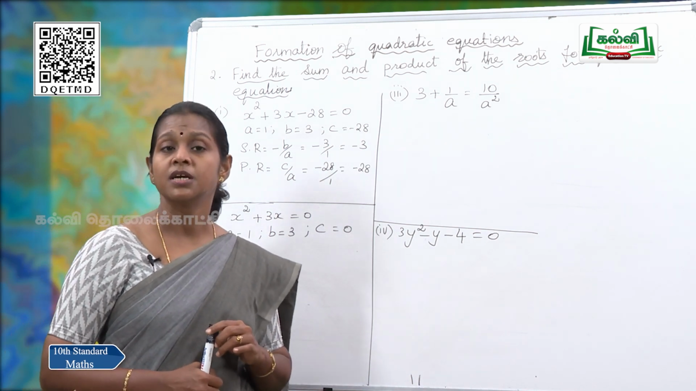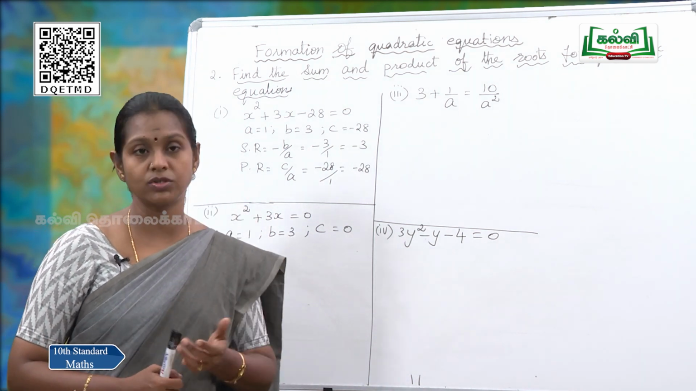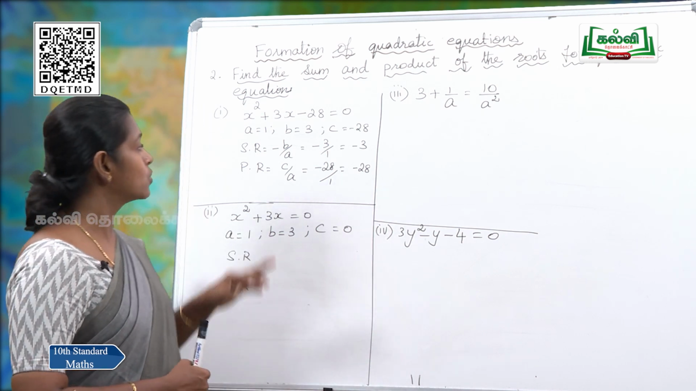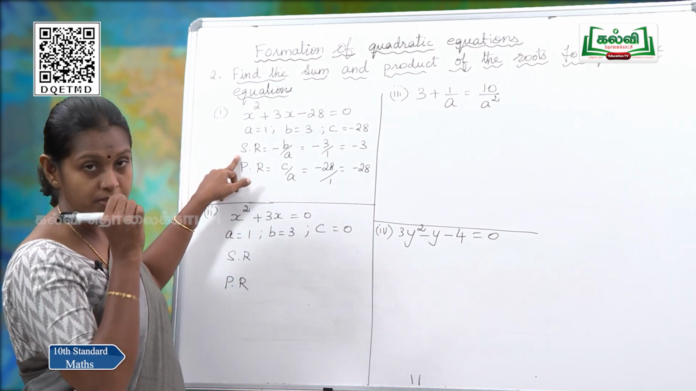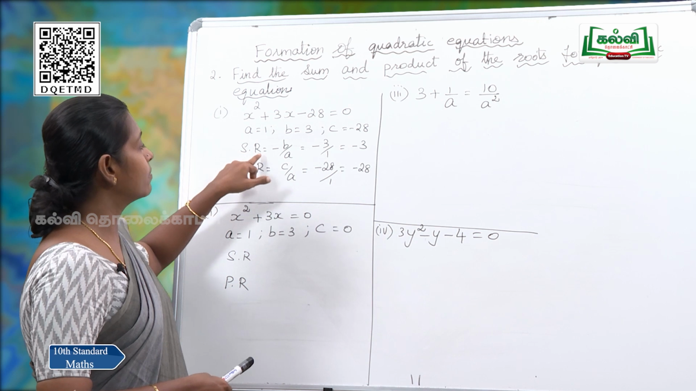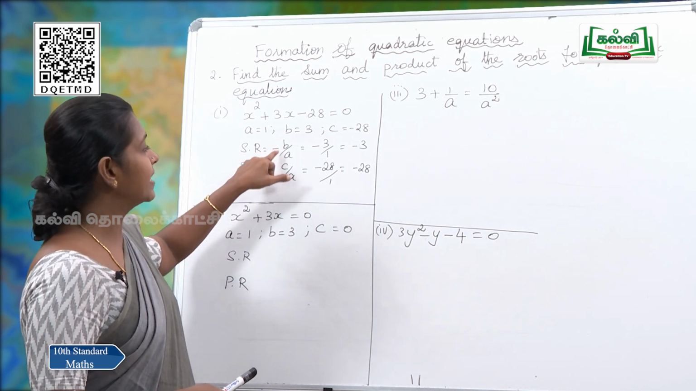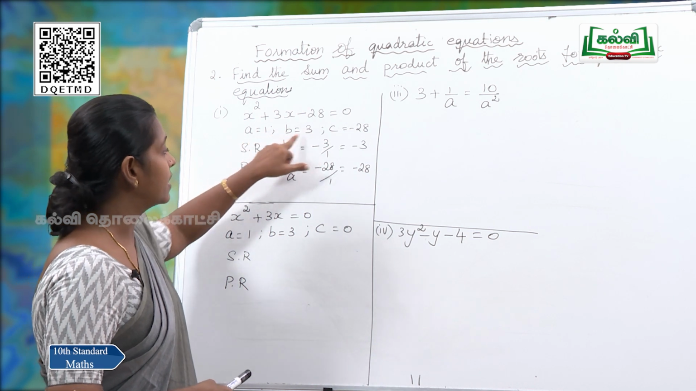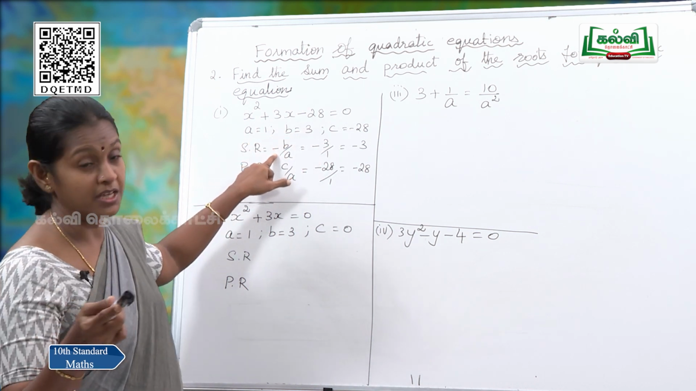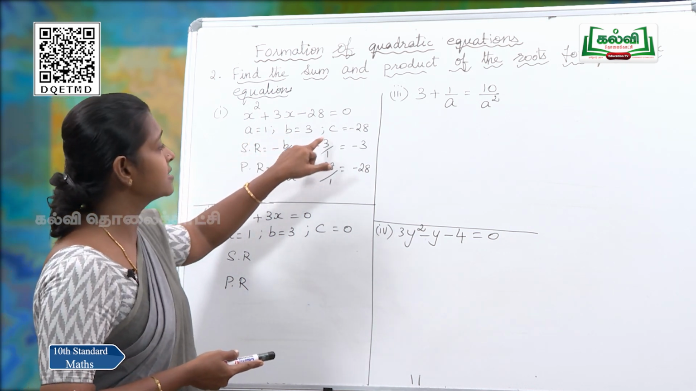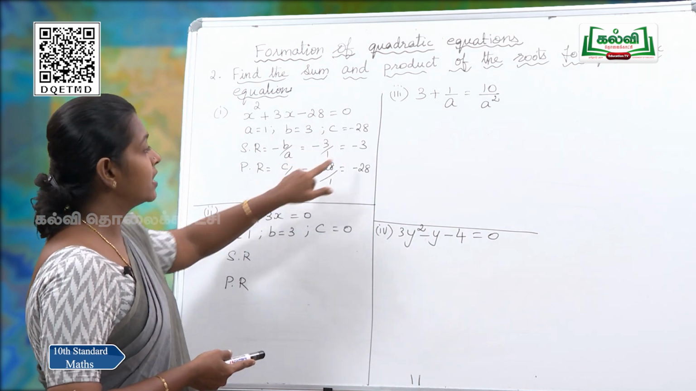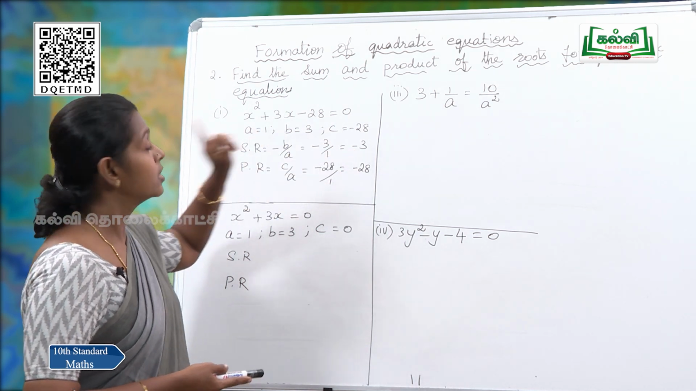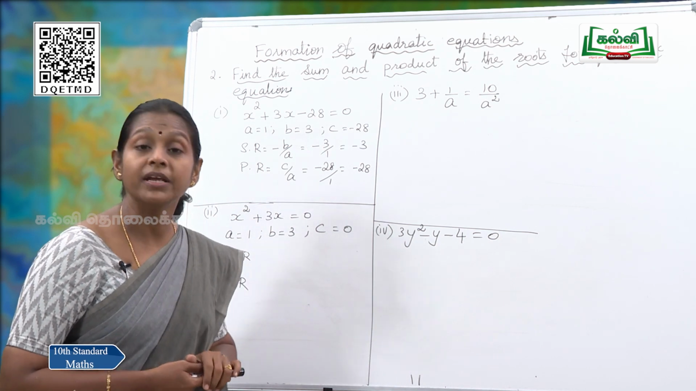We have discussed one formula to find the sum of the roots and the product of the roots, no children? So, what is the formula? Sum of the roots is equal to minus B by A. So, what is B here? 3. But you have to write minus B. That is why I have written here minus 3 by 1. It is nothing but minus 3. So, the sum of the roots is minus 3.